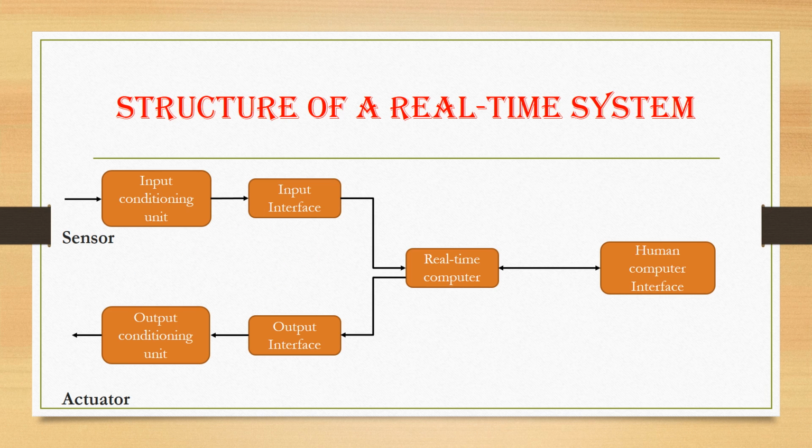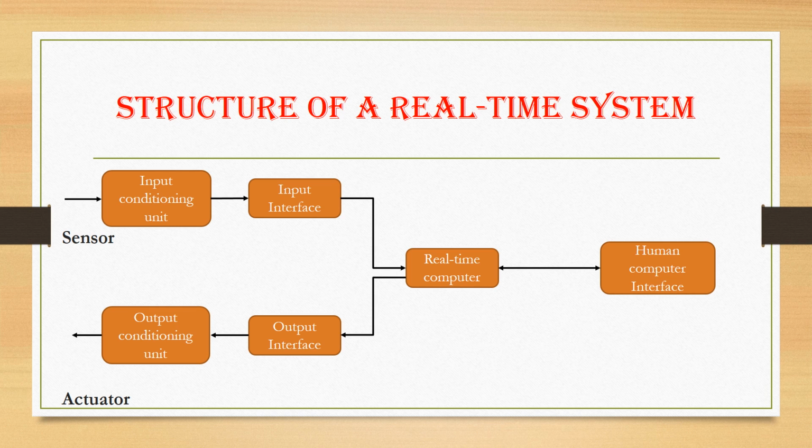This input interface and output interface are used for converting the electrical signal into a digital signal, that is, analog signal into digital signal, because the real-time computer can process only digital signals. The sensor will give an electrical signal to the input conditioning unit. Then, using the input interface, it is converted into a digital signal and given to the real-time computer. Similarly, the output interface will convert the digital signal into an analog signal.